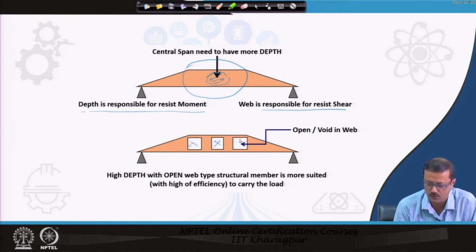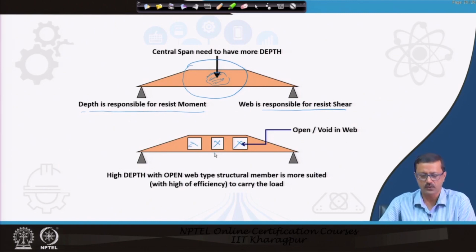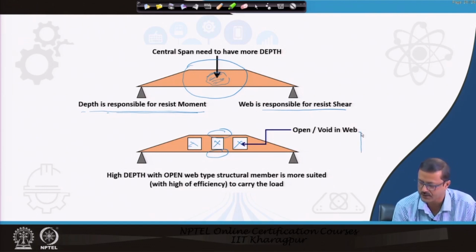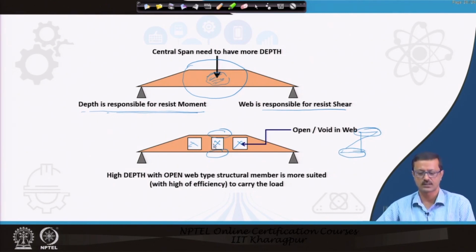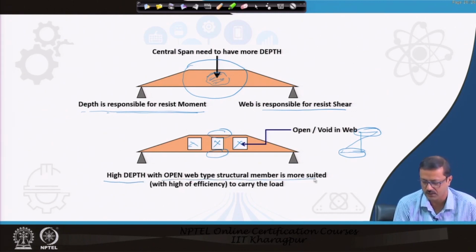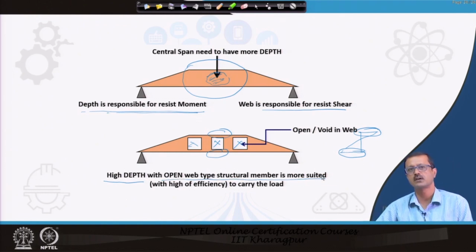This portion we can open it and we put some material in the top and also in the bottom to encounter the bending moment, because the bending stress diagram, as you know, will be something like this. So, you require a high amount of material at the top and bottom, and as the shear is 0, we can open out the portions of the web. So, the high depth with open web, as I have written over here, is a typical structural member that is more suited, more economical, and more efficient in that way to carry the load.